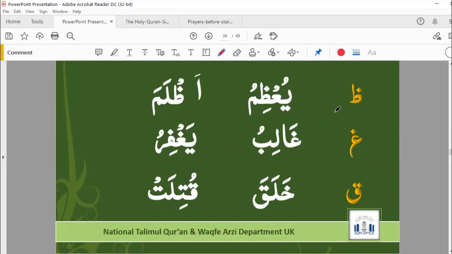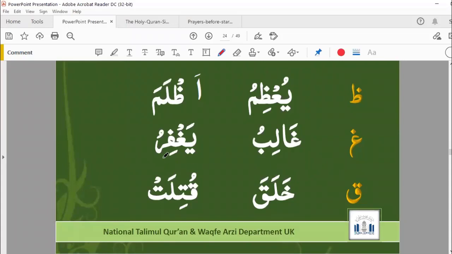The example of dha. When you say za, the tip of your tongue touches the front teeth inside, then it will be a thick sound. You need to lift your tongue upward and touch the tip of your tongue on the top front teeth, inside. So it's not za, but dha. And then we have ghain, which is a throat letter. Ghalibu.